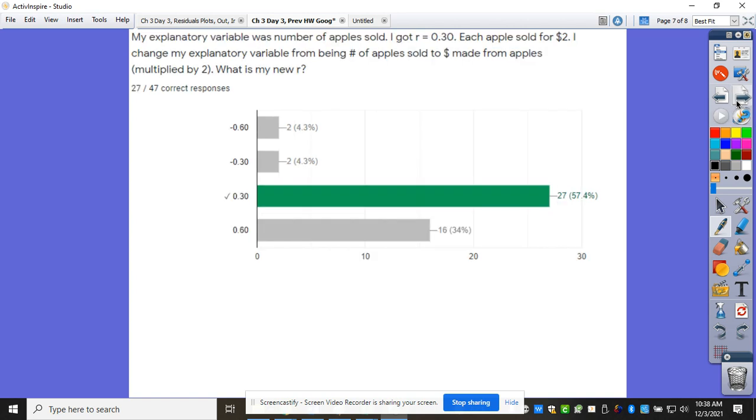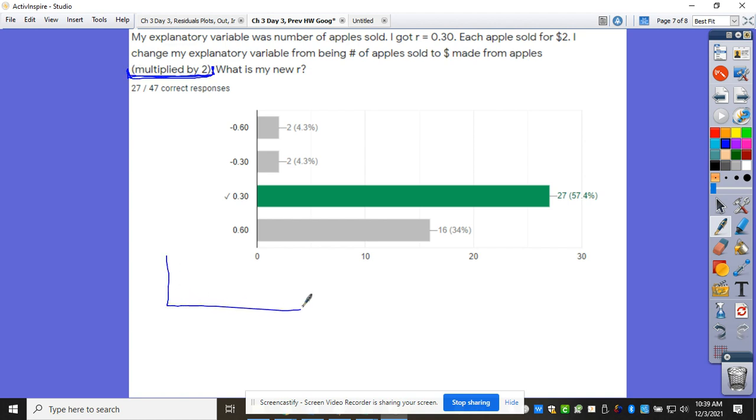This one was the most missed, and I get why people missed this one. I think people thought this was more complicated than it was. My explanatory variable was number of apples sold. I got an R of 0.3. Each apple sold for $2, so I changed my explanatory variable from number of apples sold to my dollar amount made from my apples. So all that I actually did was this, which means I transformed it.